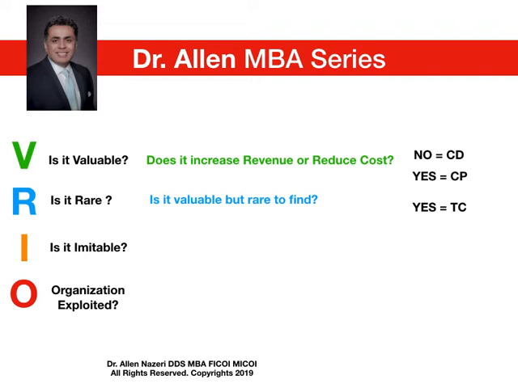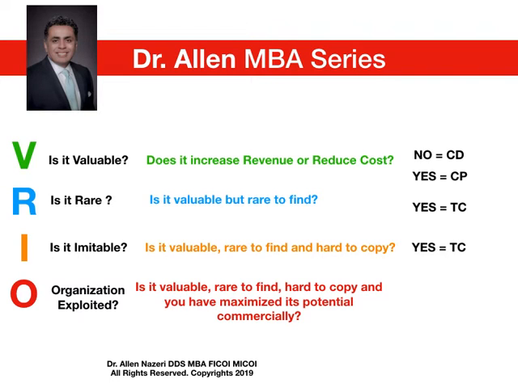Now, if you answered yes to valuable and yes to the R, being rare, the next question to ask is, is it imitable? Is it valuable, rare to find, and hard to copy? Do you have a special talent that no one else has? Is something that you have cannot be copied by others? If that is the case, then again, you have a temporary competitive advantage. And finally, has your organization really exploited it to the maximum? Because if you say no, then you have basically an unrecognized competitive advantage, unutilized competitive advantage. But if you say yes, that means you have a sustainable competitive advantage.